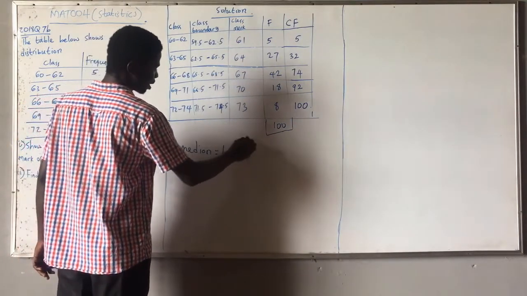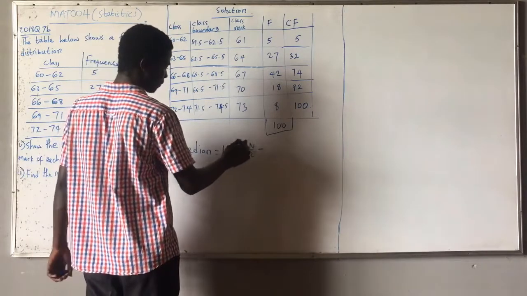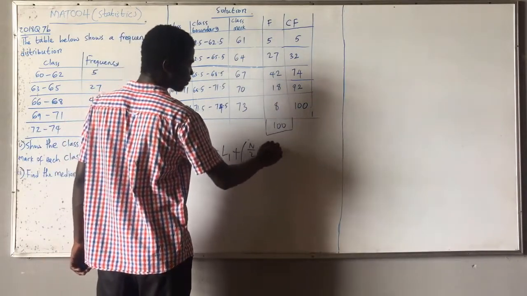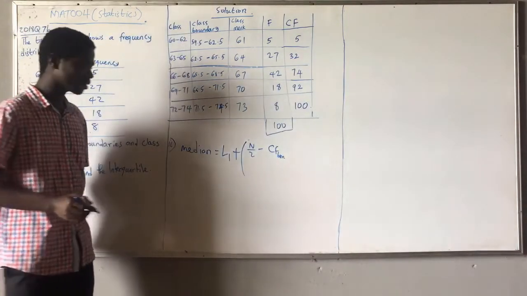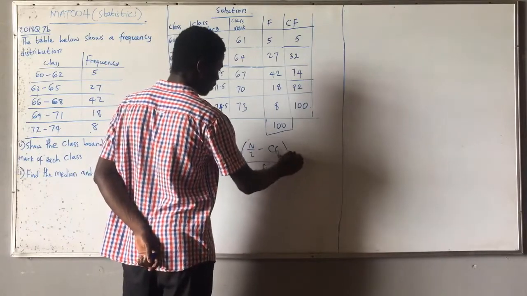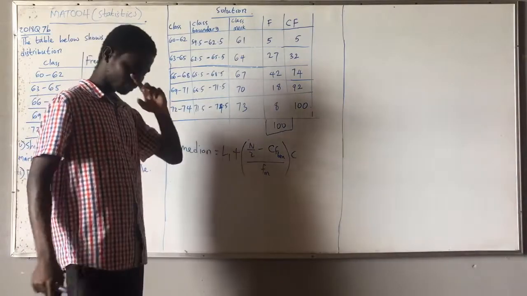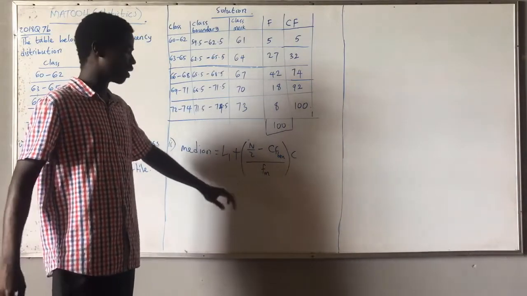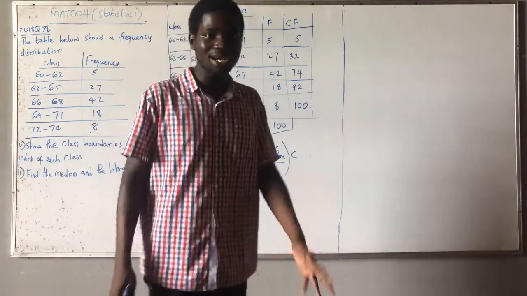N1 plus N over 2 minus cumulative frequency before the median class, over frequency of the median class, multiplied by C. That is the formula. So L1. Now the first thing is that you have to find the median class.